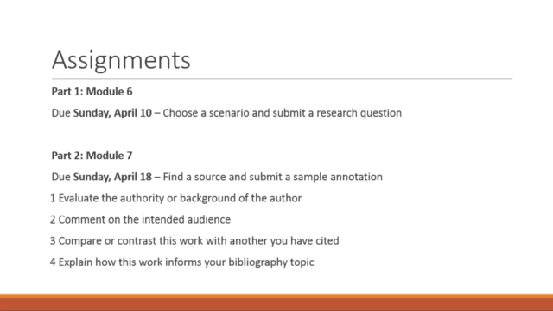You will be commenting on the authority of the author, the audience that the author might be writing for, comparing or contrasting the work with another cited source, and then a way that the source could be connected to your bibliography. So for April 18th, you need 1 source and a 3 to 5 sentence annotation that goes along with these 4 things. You should be using the same scenario and research question that you set up in Module 6. So that's how these fit together.